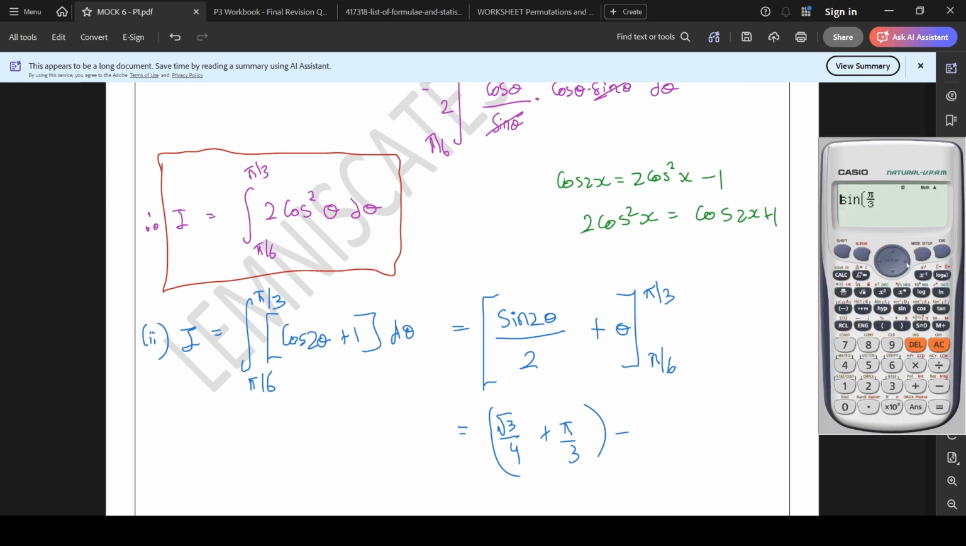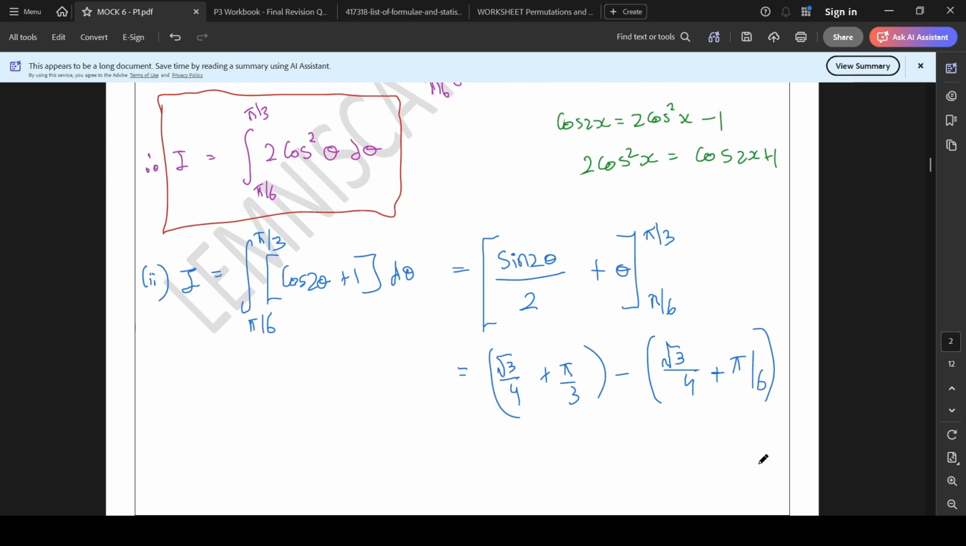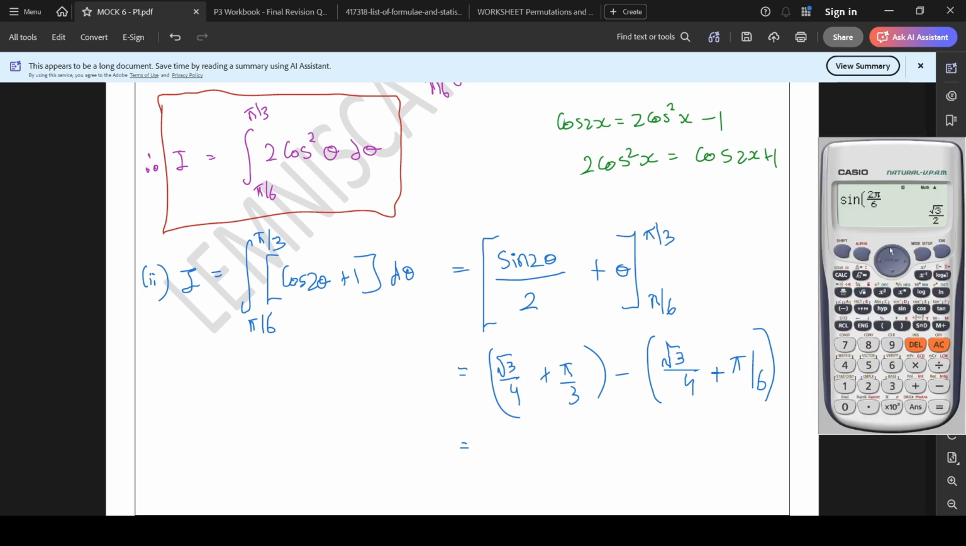Wait, what am I saying? Sine of 2 times pi by 3 is also this, and 2 times pi by 6, let me check, is also root 3 by 2. Yeah, both are root 3 by 2. All right. So this is also square root of 3 by 4 plus pi by 6. I just hope I did not make any kind of an error. But you know my habit. I always cross-check the moment I write something. But yeah, we are also having the second way to check by doing the integration at the end.